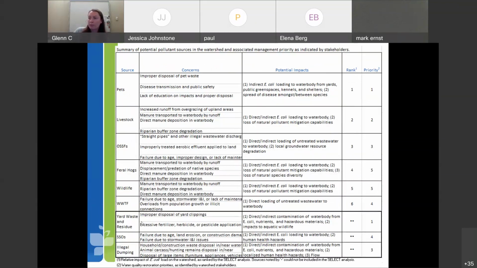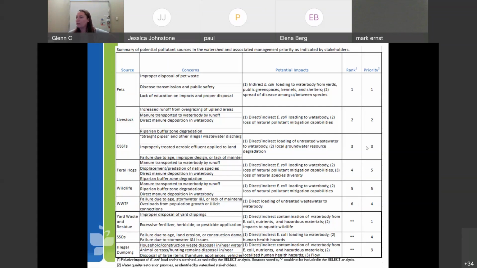Things that were unable to be ranked but were requested to be included were yard waste and residue, sanitary sewer overflows, and illegal dumping. So working with stakeholders, we prioritized how we wanted to tackle implementation of best management practices. And so our priority paired pets with yard waste and residue. So this will be tackling nutrients and E. coli. And then second priority was going to be tackling livestock.